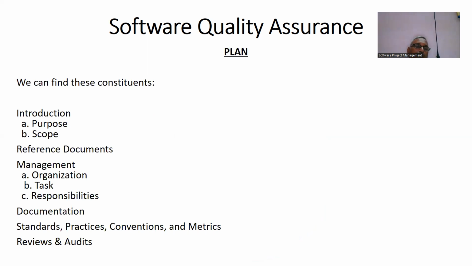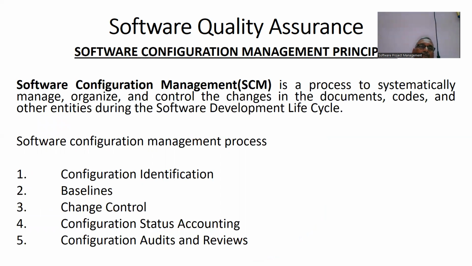Next one, we'll move to software configuration management principle. Software configuration management is a process to systematically manage, organize, and control the changes in the documents, code, and other entities during the software development life cycle. The primary goal is to increase productivity with minimal mistakes. SCM is part of the cross-disciplinary field of configuration management, and it can accurately determine who made which revisions.